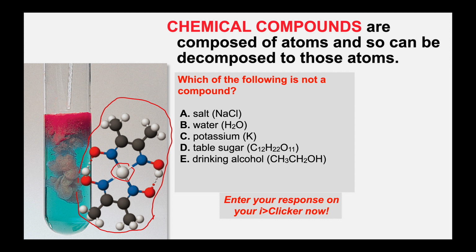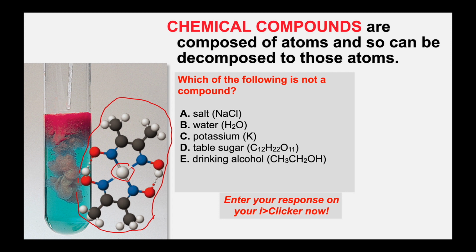So this first iClicker question says, which of the following is not a compound? All right, and there are 5 possibilities. Now, remembering that a compound is a mixture of different types of atoms, if you look through there, the first one, table salt, is sodium chloride. That has Na and Cl, sodium and chlorine. That's a compound. The next one, water, is H2O, all right? Water has hydrogen and oxygen, 2 types of elements.